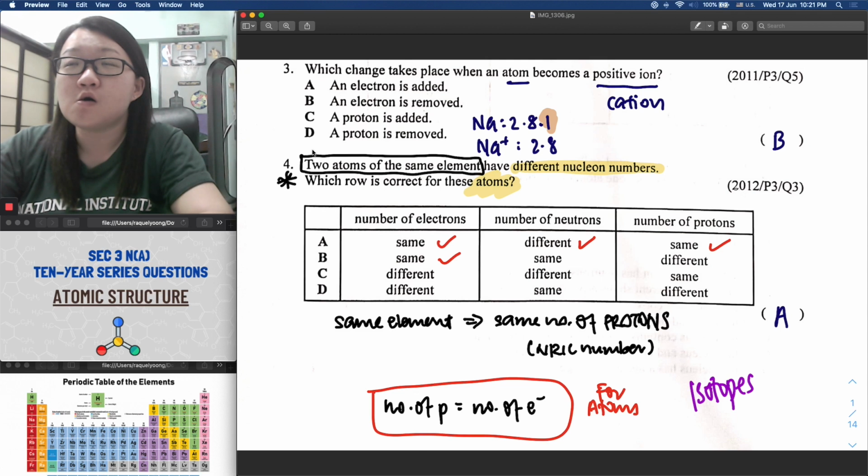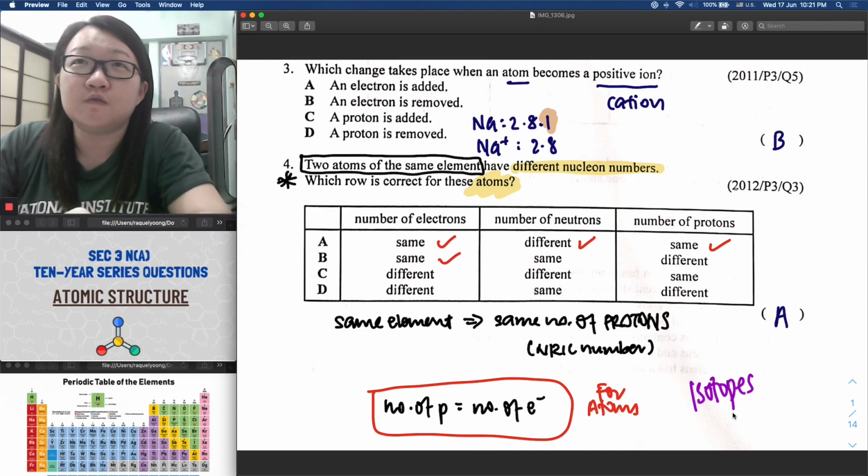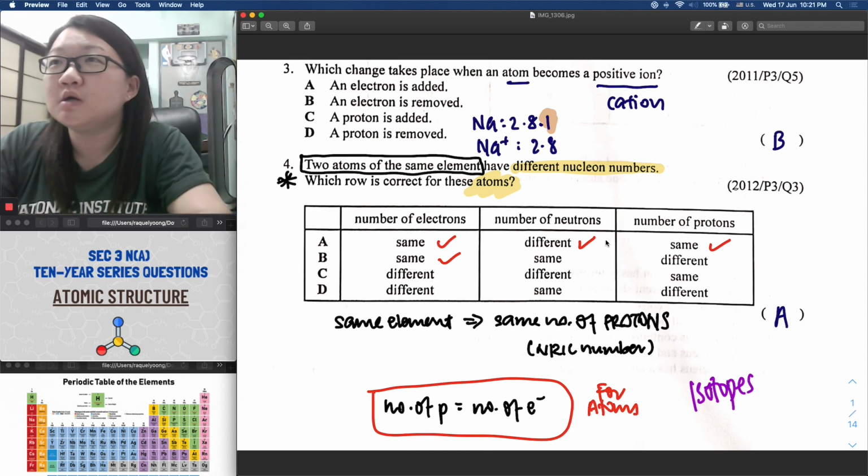Question 4, they tell you that two atoms of the same element have different nucleon numbers. Which row is correct for these atoms? If you are very familiar with your concepts, you see this kind of thing and straight away you should know that they are actually talking about isotopes. But even if you are not, you can still figure things out based on the information given to you. Let me explain it in that way first.